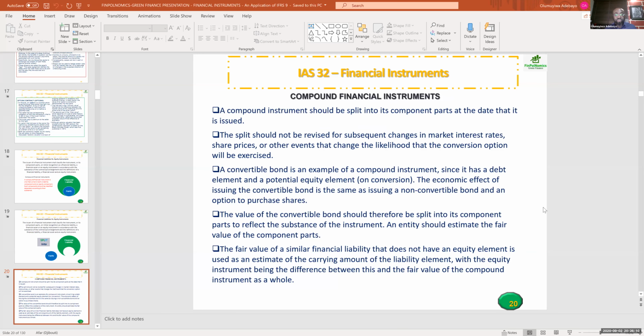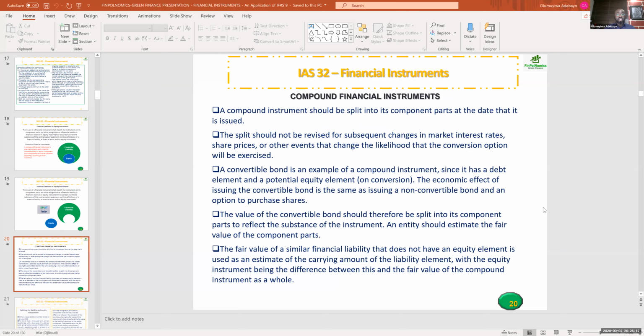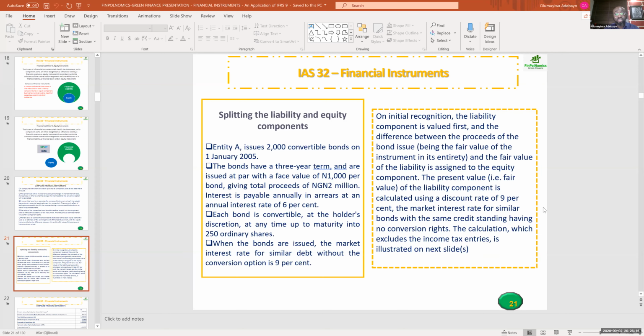Now, this is a practical example. We have entity A issues 2,000 convertible bonds on 1st of January 2005. The bond has a 3-year term and is issued at par with a face value of 1,000 naira per bond, which means the entire value derived from that bond is 2,000 times 1,000 naira, which gives 2 million naira.